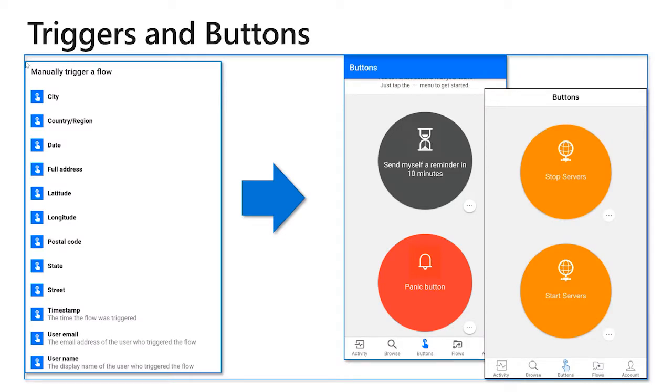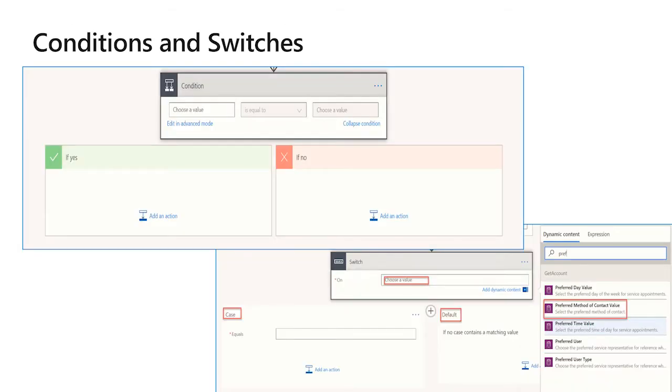We learned about the different types of flow triggers, instant flows, automated flows. We learned about building button flows to perform actions such as send myself a reminder in 10 minutes. We reviewed conditions and switches. Conditions offer a true and false branch based on evaluation of some criteria, and a switch, on the other hand, offers multiple branches based on the value of a data item.